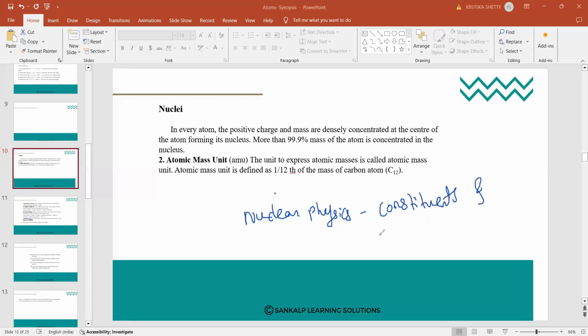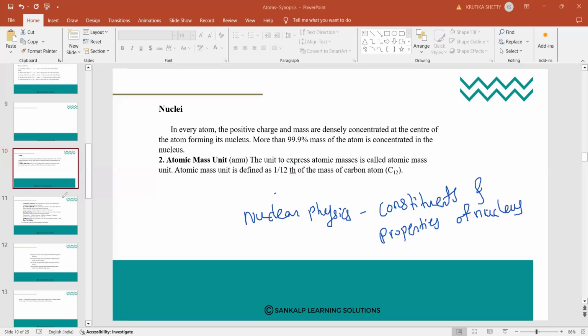constituents and properties of the nucleus. Constituents and properties of the nucleus. So nuclear physics is the branch of physics which deals with the constituents and properties of the nucleus. That is called nuclear physics. Here we are using the term constituents of the nucleus, students. So what are the constituents of the nucleus?